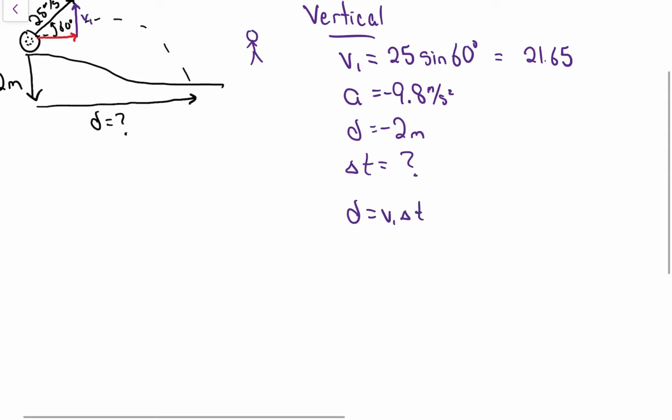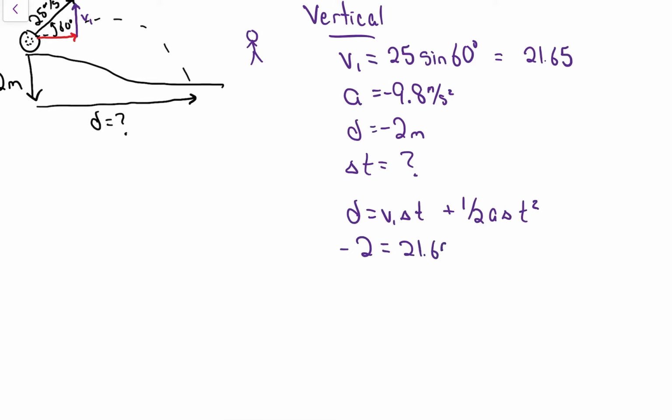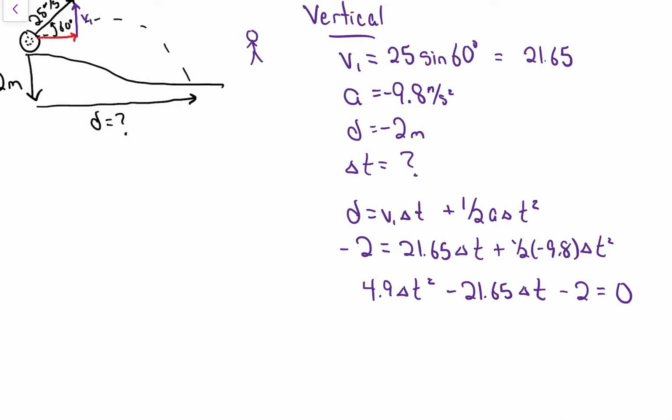As usual, we're looking for time, don't care about V2, so we're using that same equation that we've used very often in projectile motion. Crunching in our numbers, -2 equals positive 21.65 times t plus 1/2 of negative 9.8 t squared. When I put that in standard form, I get a 4.9 t squared, negative 21.65 times t, the 2 is already there, negative, equals 0.